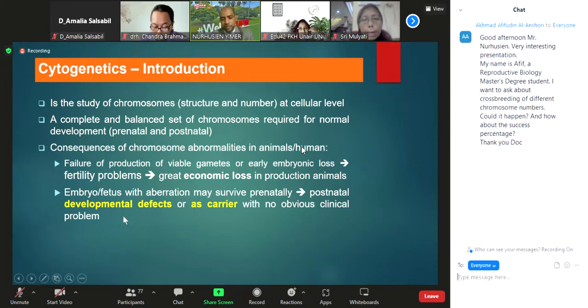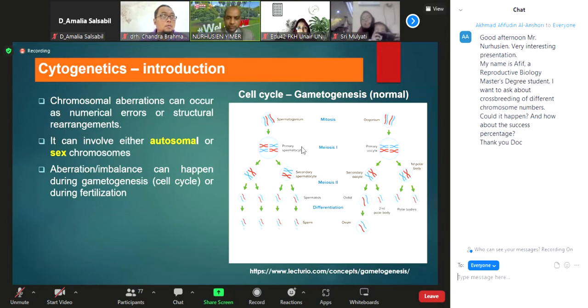So the other way is if the embryo succeeds to survive, even though it resulted from the chromosomal abnormality, and continues to finish the gestation period, the pregnancy period, then there will still be a problem after delivery or after birth. So a postnatal developmental defect will occur, or in other words, if there is no obvious developmental defect, the animal might continue as a carrier of that chromosomal defect and will transfer that defect into subsequent generations. So these are the consequences whenever you have chromosomal abnormalities.